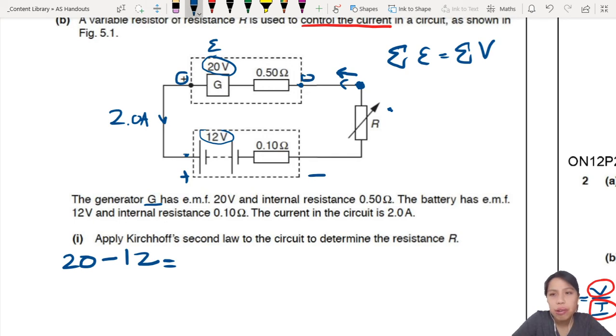Then what else? Sum of PD. Okay, so what are all the resistors here? Let's also start from this same point. Let me highlight it. Start from here because you need to start looking from somewhere. So you have the current 2 amps passing through the first 0.5. So here you're going to have a PD already.